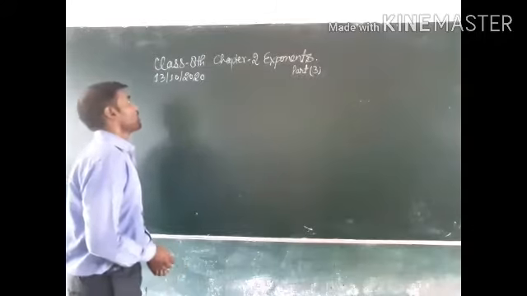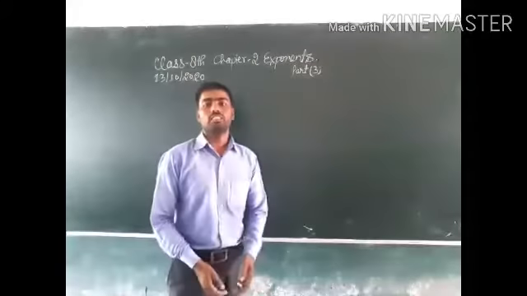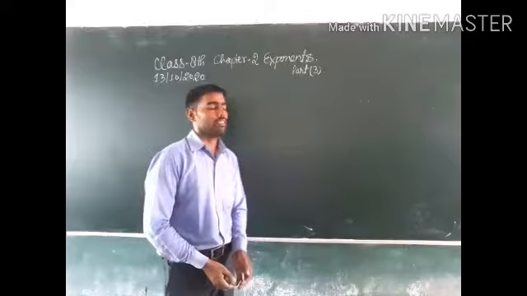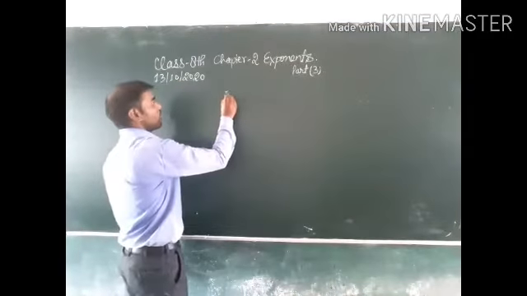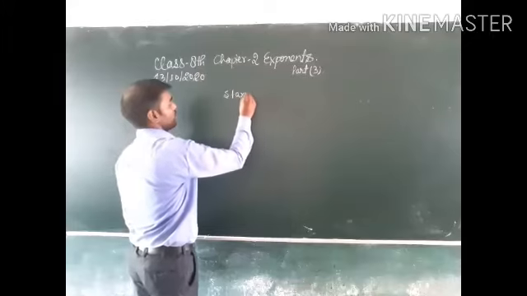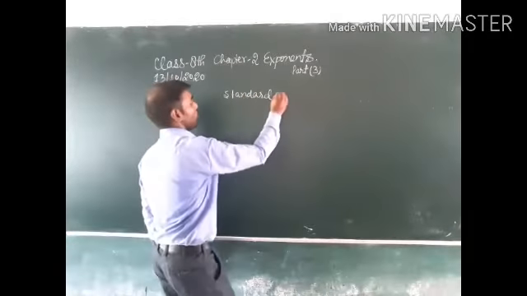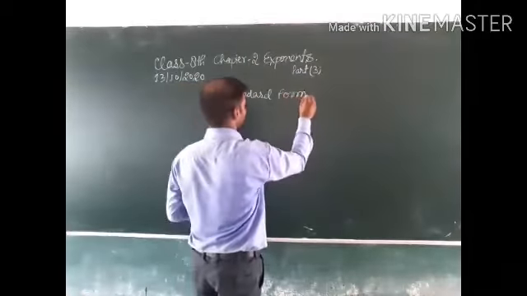This is the video of class 8, chapter 2, exponents, part 3. In the previous lecture, we discussed the standard form of a number. How can we write the standard form of a given number? So let's take an example: 272.